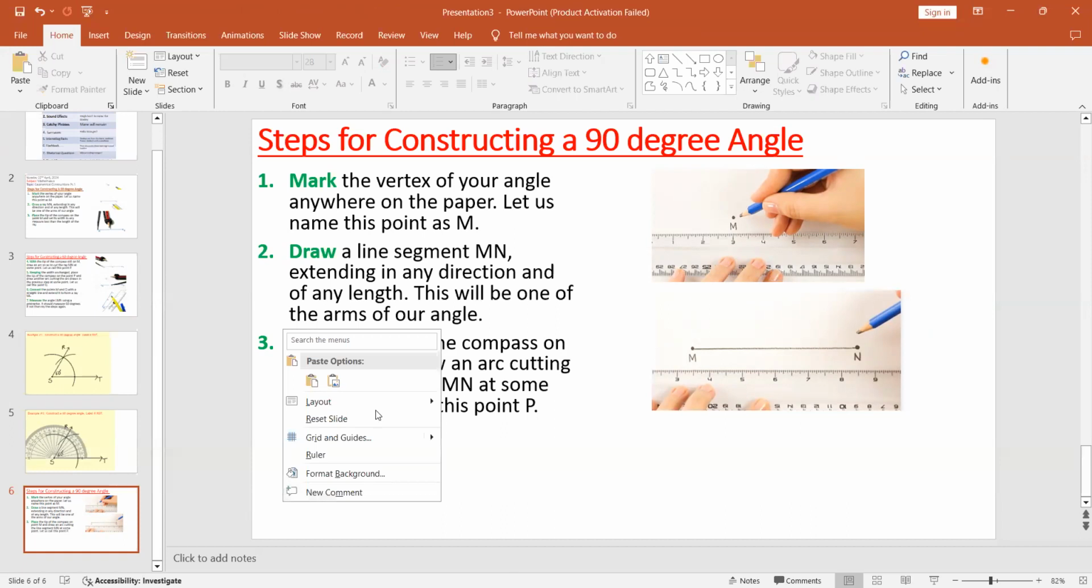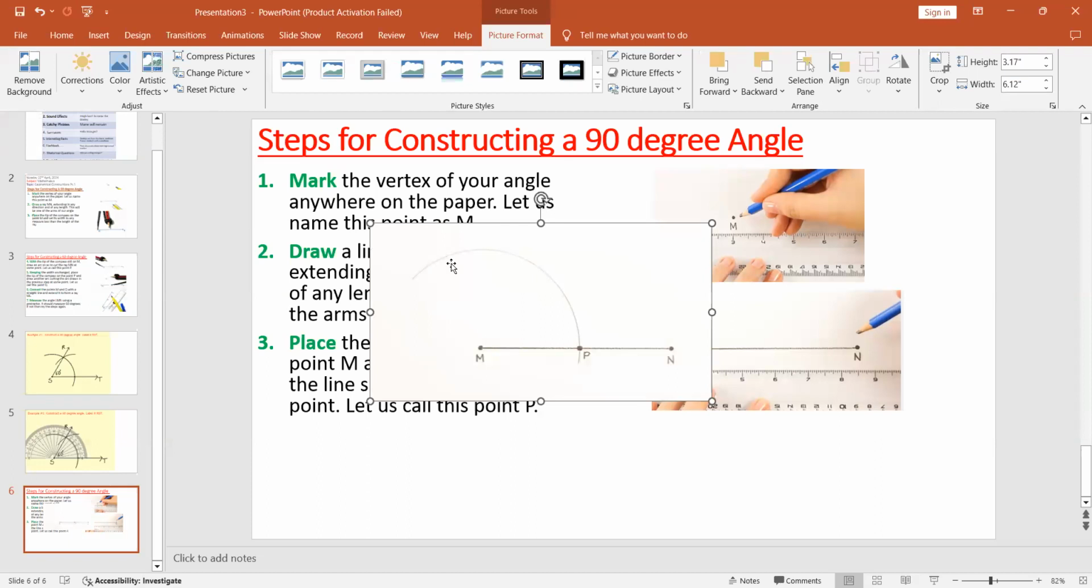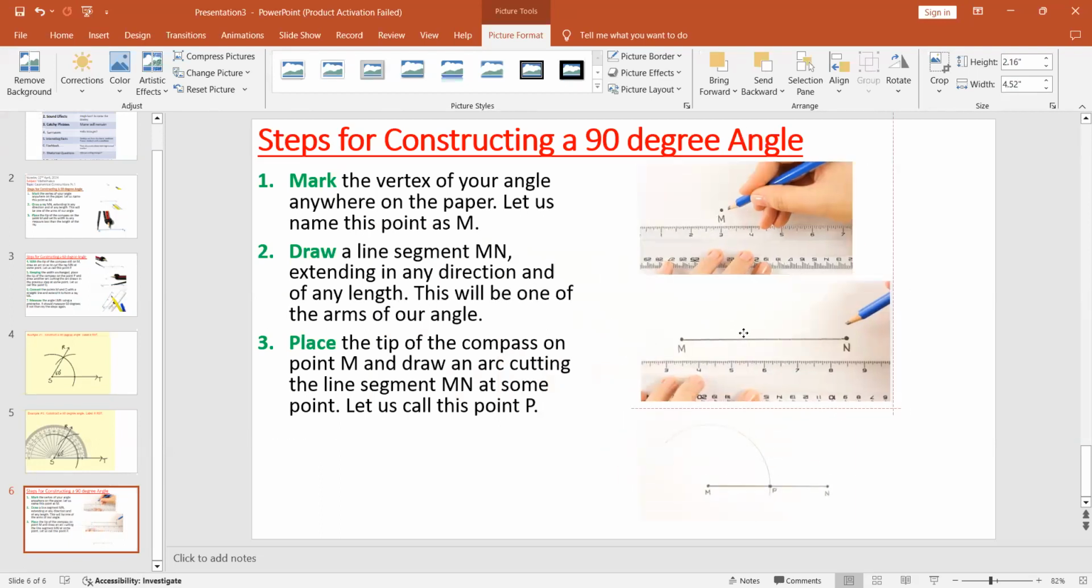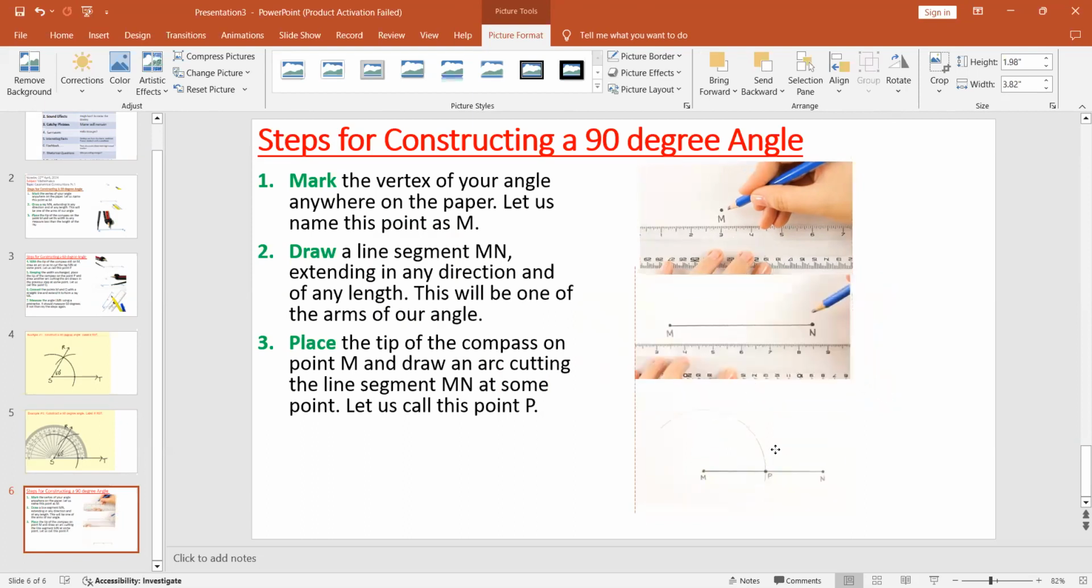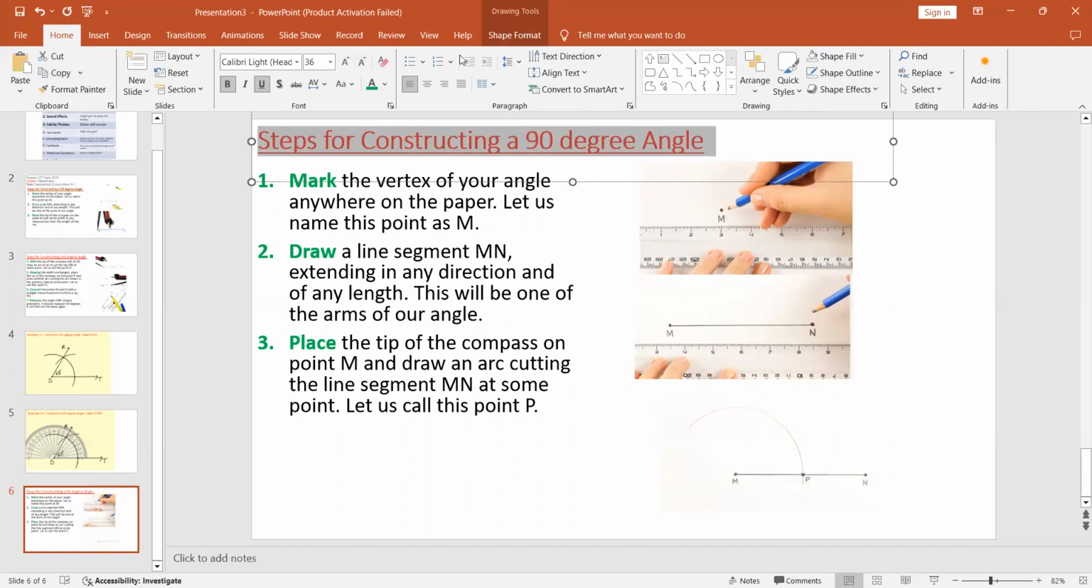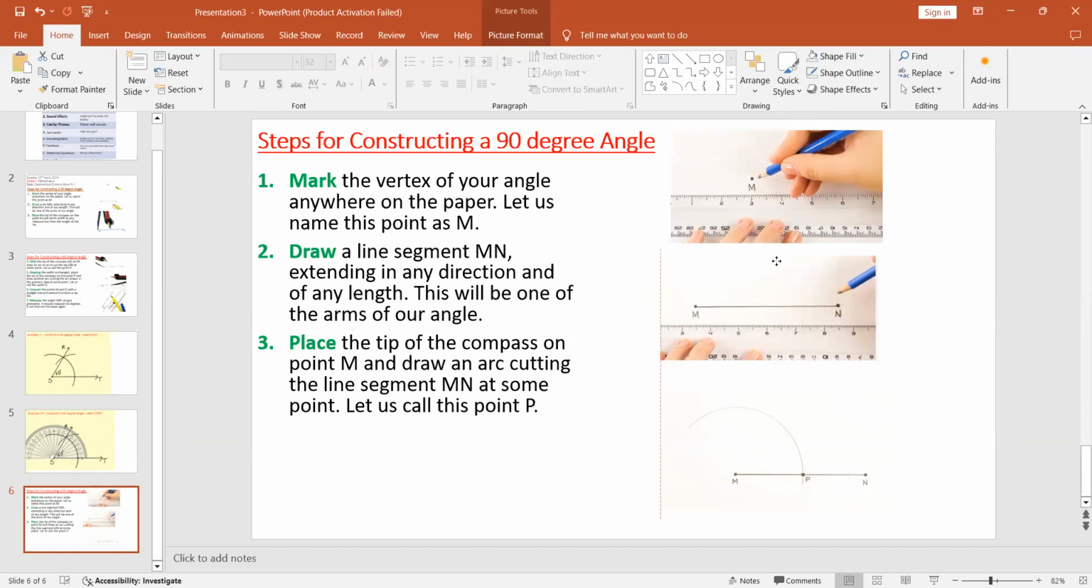All right, so we are on the third step right now. Let me get this picture for the third one. Again, we're going to draw an arc, and this arc is going to intersect our line segment, and we're going to call that point P. So that's what we have. These are basically identical steps to constructing a 60 degree angle.